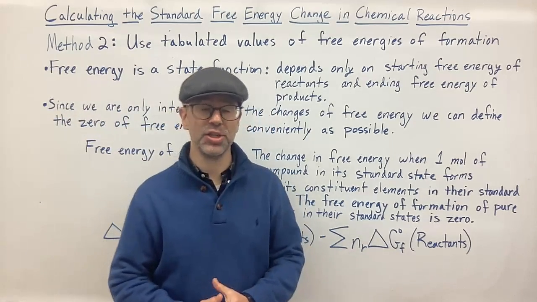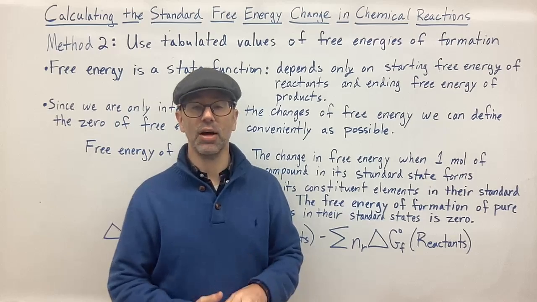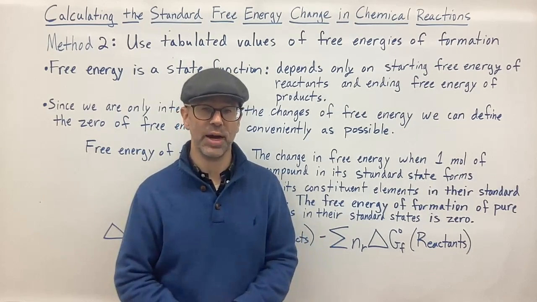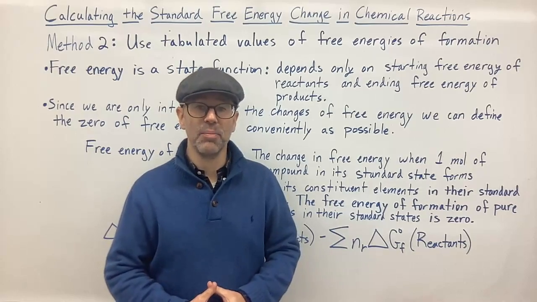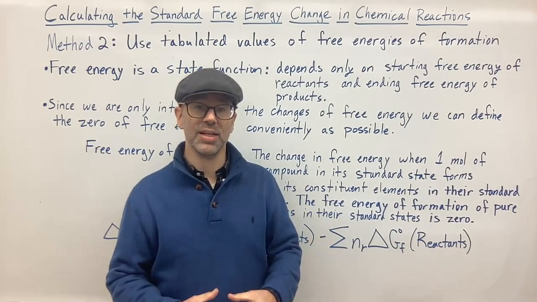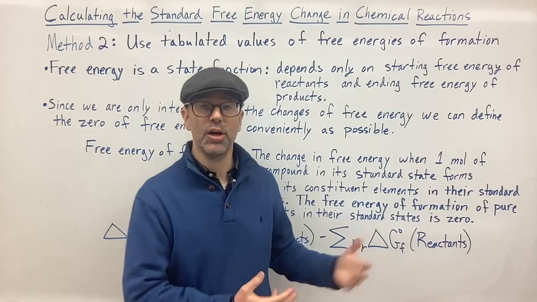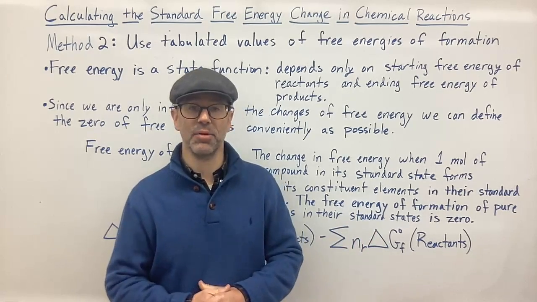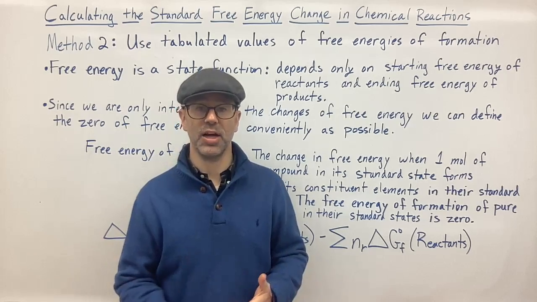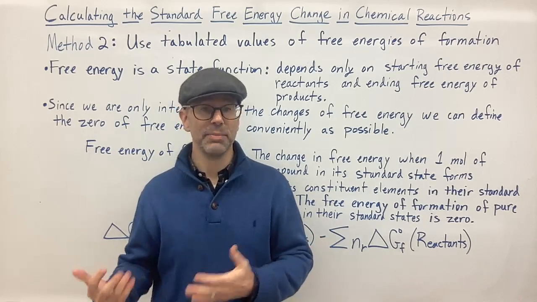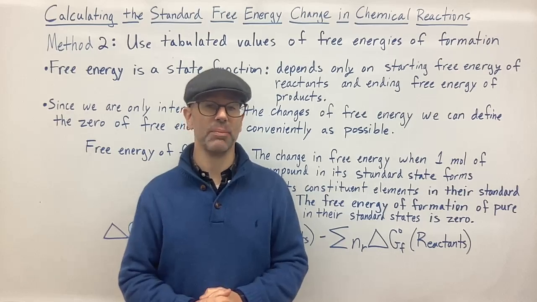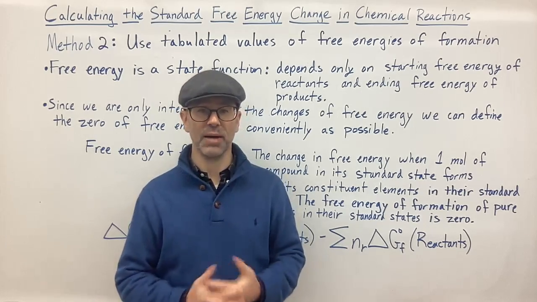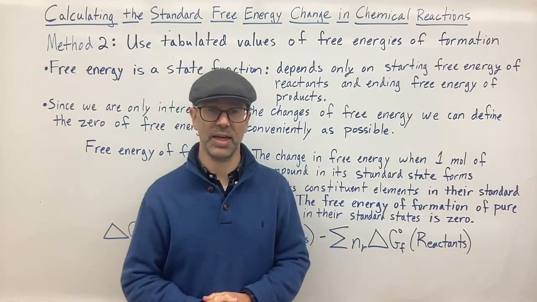What you'll find when you look in the tables is that the free energy of formation of a lot of compounds is going to be negative, right? And all that means is that those compounds spontaneously form from their elements. Some compounds are going to be positive, and that means those compounds are not going to spontaneously form from their elements. So you're not going to be finding those very often in nature.